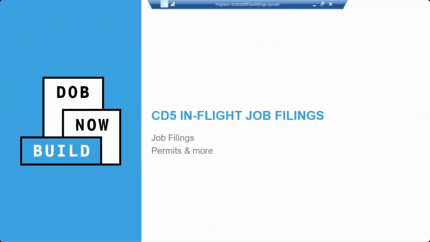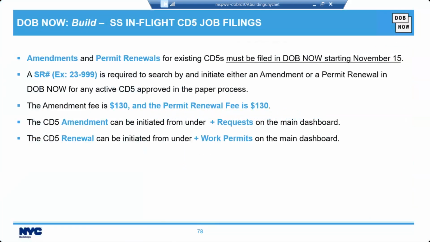We also have the CD in-flight job filing. So this is going to talk about job filings and permits and more. CD5. Amendments and permit renewals for existing CD5s must be filed in the DOB NOW starting November 15th. So an SR number, example 2399, is required to search by and initiate either an amendment or a permit renewal in DOB NOW for any active CD5 approved in the paper process. The amendment fee is $130 and the permit renewal fee is also $130.